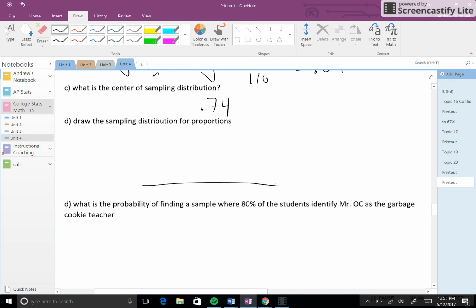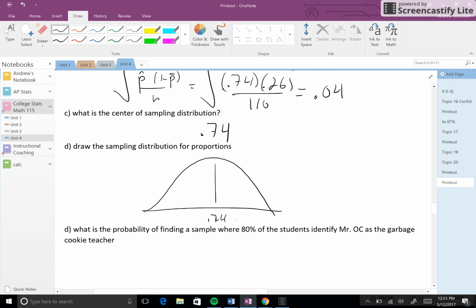Draw that actual sampling distribution, 74. Standard deviation tells us go up by 4, so we have 78, 82, and in the tail right here, we got about 92. I'm sorry, no we don't. 74, 78, 82, 86. Going down, we have 70, we have 66, and 62.